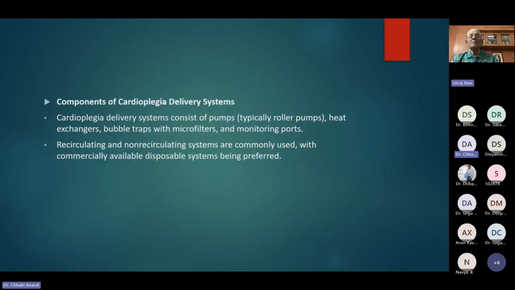Components of cardioplegia delivery system. The cardioplegia delivery system consists of a pump, typically a roller pump, heat exchangers, bubble traps with microfilters, and monitoring ports. Recirculating and non-recirculating systems are commonly used, with a commercially available disposable system being preferred.